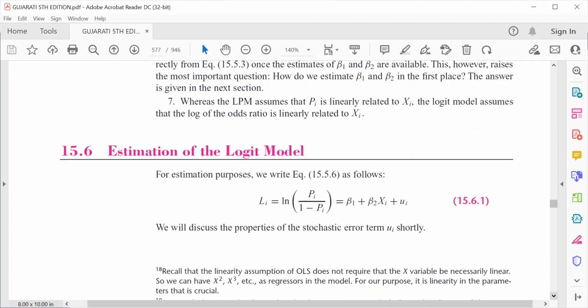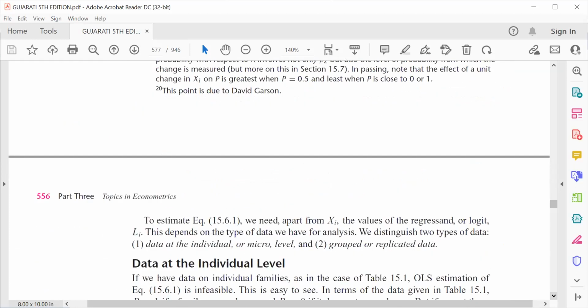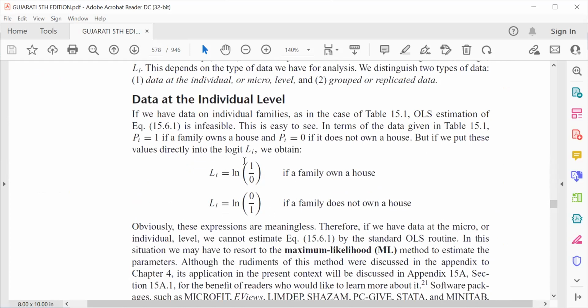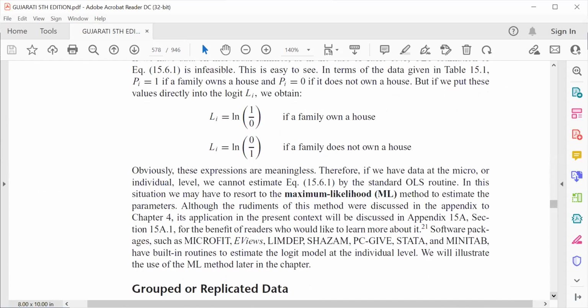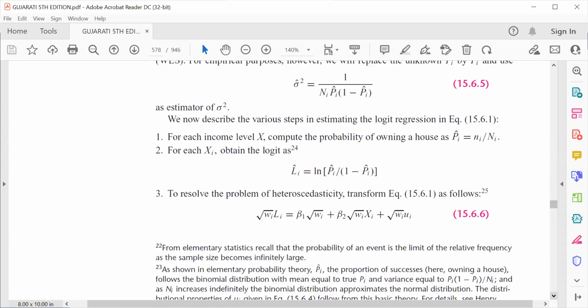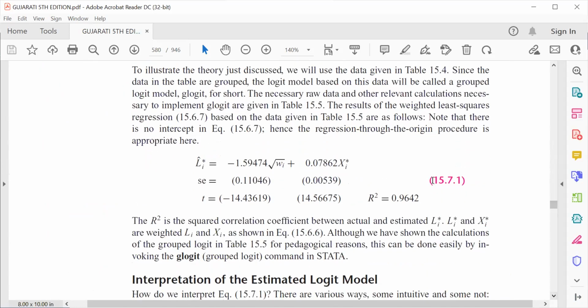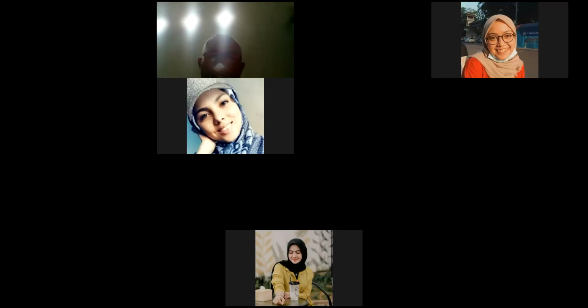Now we can estimate this one. For example, we have equation 15.61. We cannot use it directly like this, because this is grouped data. Now, the group logit. I want to show you how to estimate the logistic model. We need time to open this software.